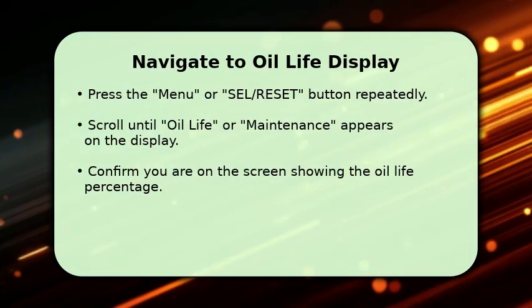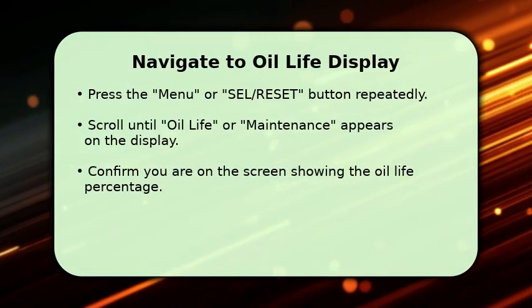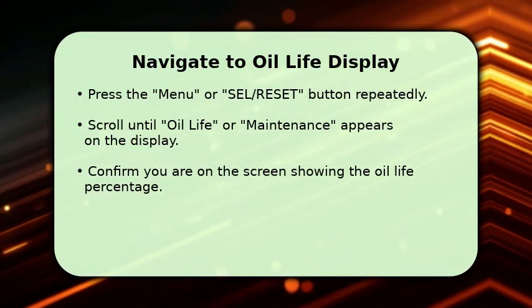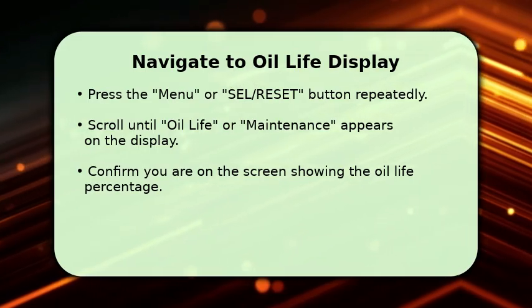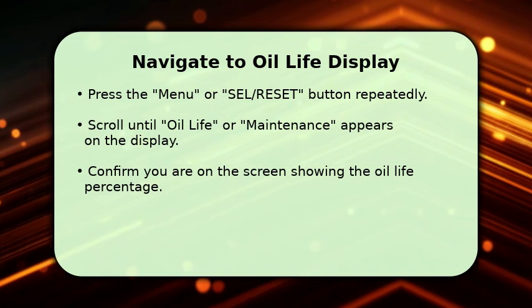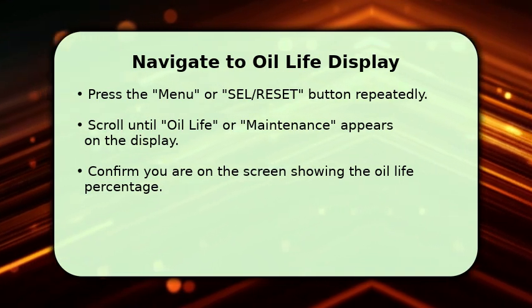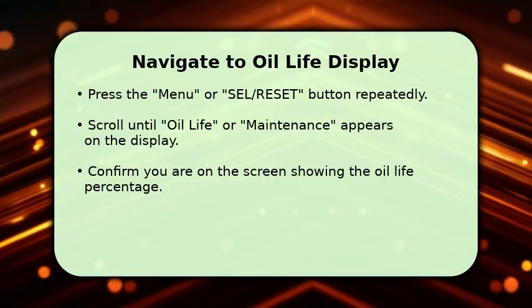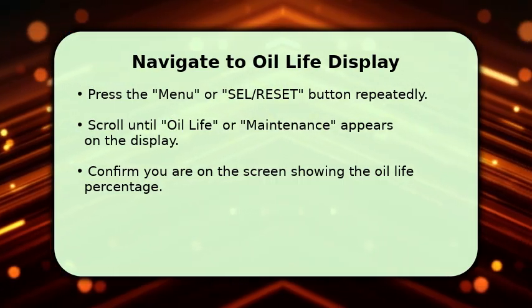Now, let's find the Oil Life display. Press the menu or Select/Reset buttons several times. You'll cycle through various vehicle information screens. Keep pressing until you see Oil Life or Maintenance displayed, showing a percentage. This indicates how much life your oil has left. Once you've located this specific screen, you're ready for the next crucial step.